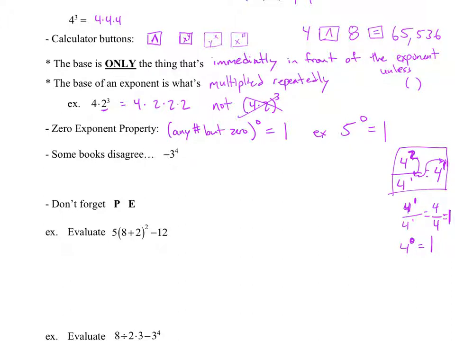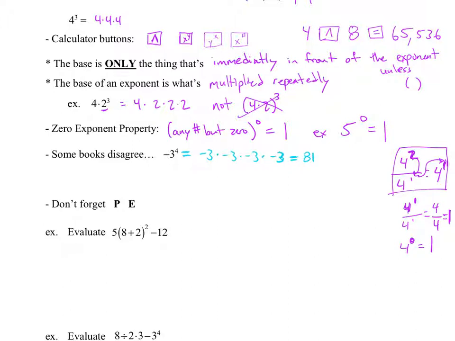Would you agree that this is negative 3 times negative 3 times negative 3 times negative 3? Is that negative 81? So how many negatives do you have? 4 negatives. So what should your answer be? It should be a positive because you have an even number of negatives. We just learned that last week. So it should be 81.